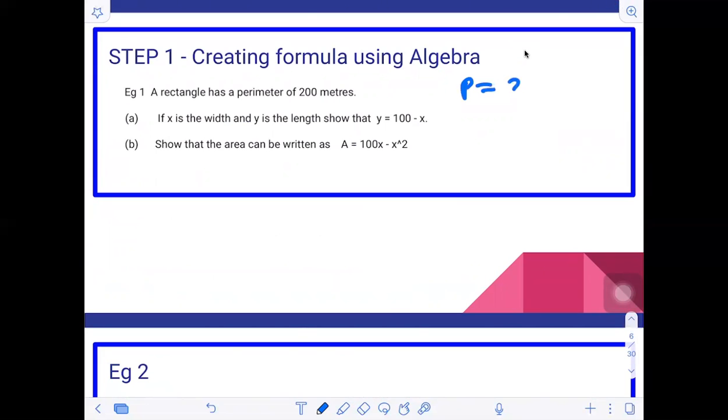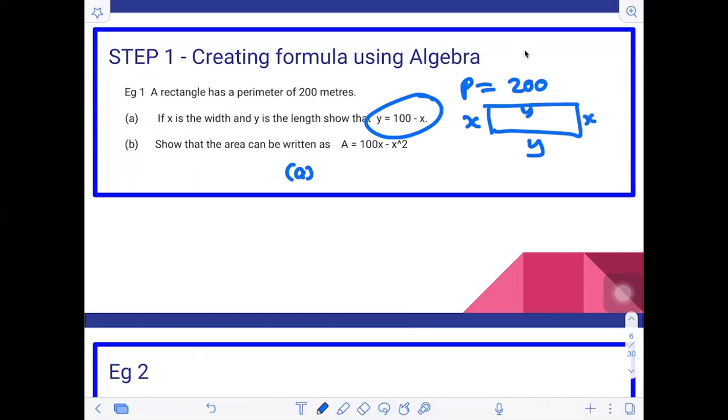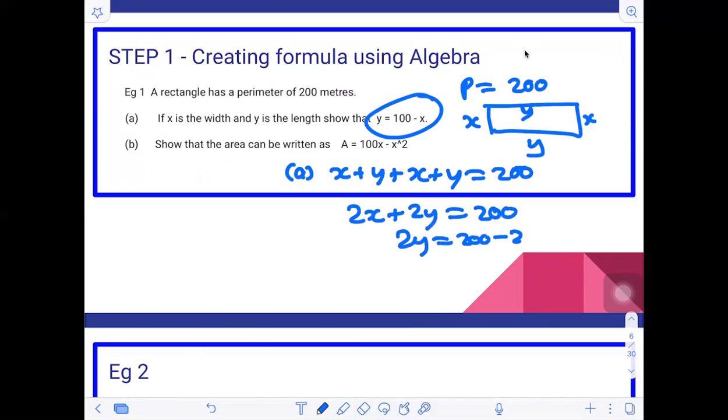So a rectangle has a perimeter of 200 meters. There's my rectangle. Its width is x and its length is y. We have to show that y equals 100 minus x. So if we look at this, this is x, this is y. So x plus y plus x plus y equals 200. 2x plus 2y is 200. 2y is 200 minus 2x. If you divide by 2, then you get y is 100 minus x. Okay, so that answers the first question.